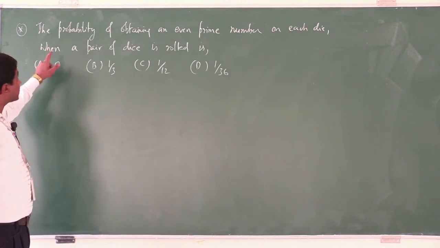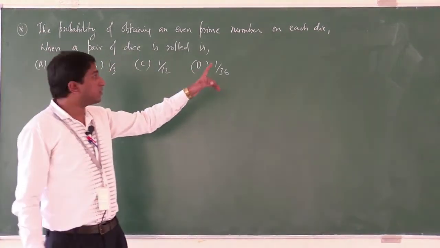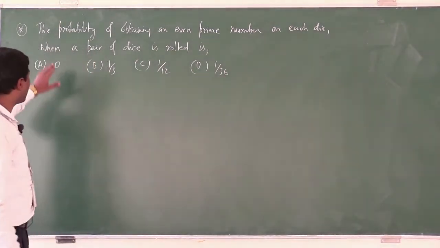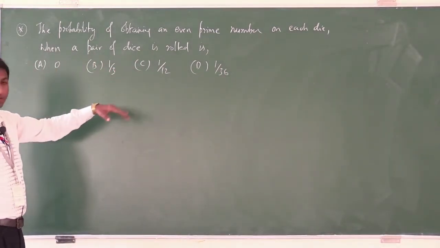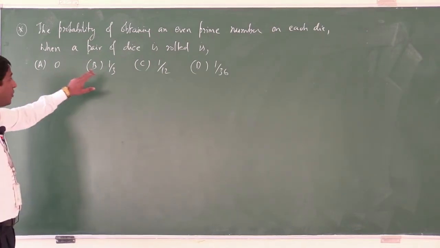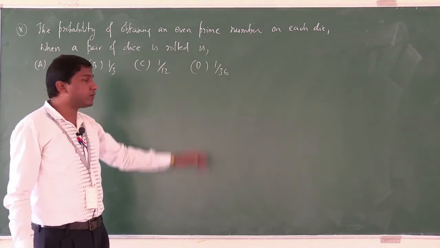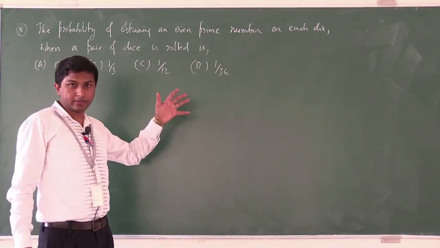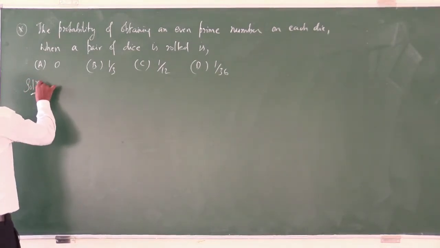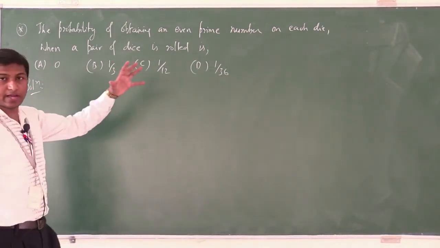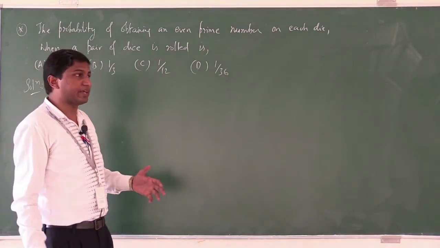This problem states: the probability of obtaining an even prime number on each die when a pair of dice is rolled is. We have been given 4 options. Option A is 0, option B is 1 by 3, option C is 1 by 12, option D is 1 by 36. Okay, the solution will start like this. Again, this problem, as you can see, is based on the multiplication theorem on probability.